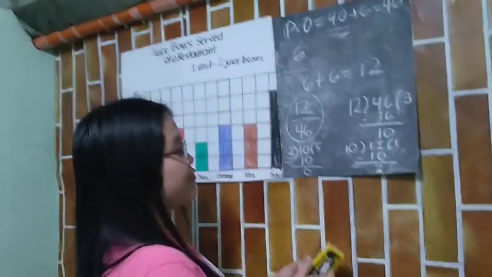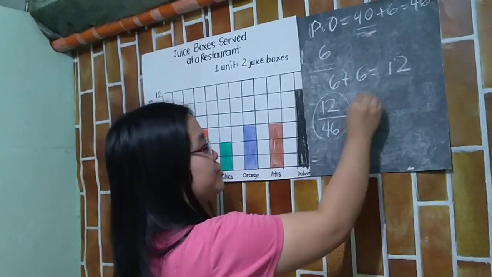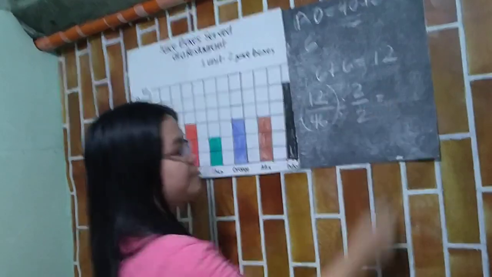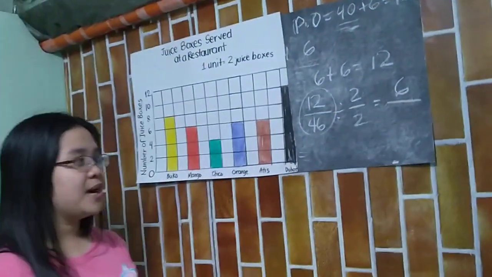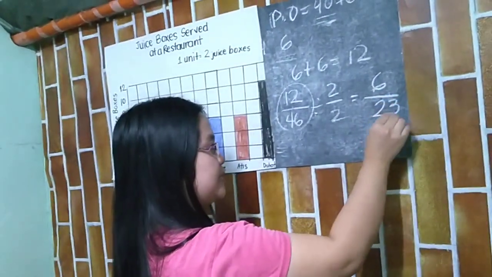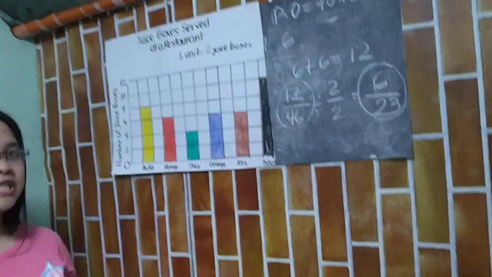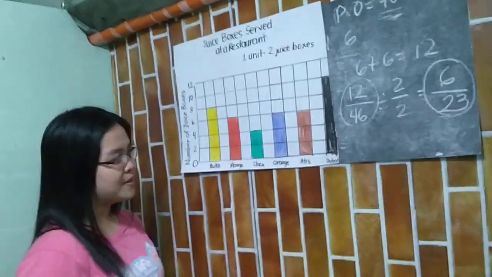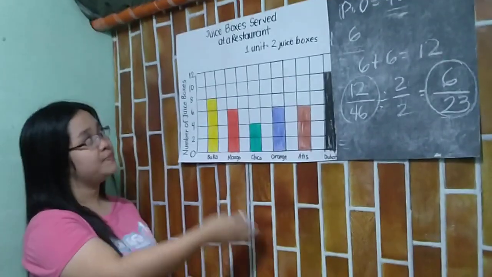So we have to divide both sides by 2. So 12 divided by 2 is 6. 46 divided by 2 is 23. So 6 over 23 is the chance or the probability that the new data for orange juice will be served at a restaurant.